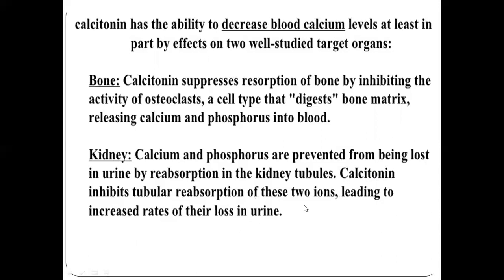And calcitonin causes calcium and phosphorus both to be lost in the urine, because it lowers the calcium in the blood, and it decreases the osteoclastic activity. For parathyroid hormone, it increases the osteoclastic activity. So they have somewhat opposite actions.